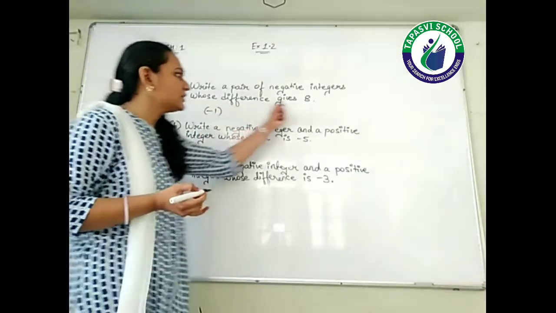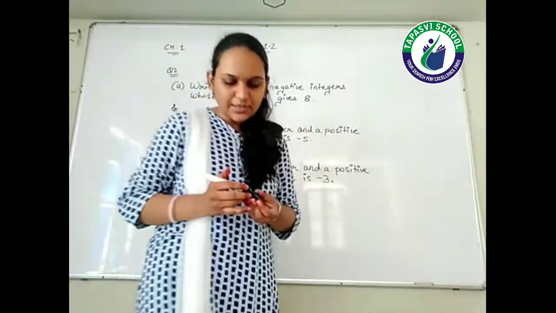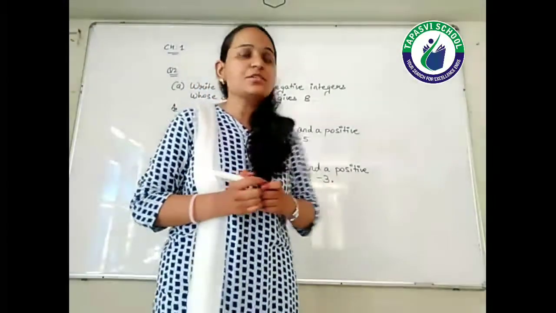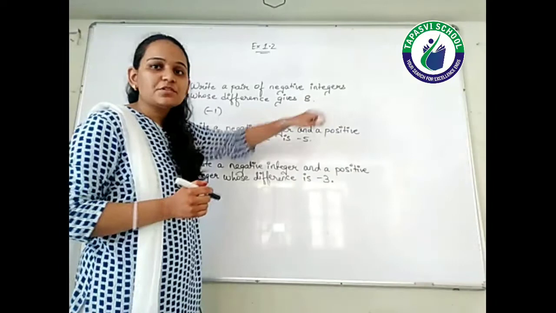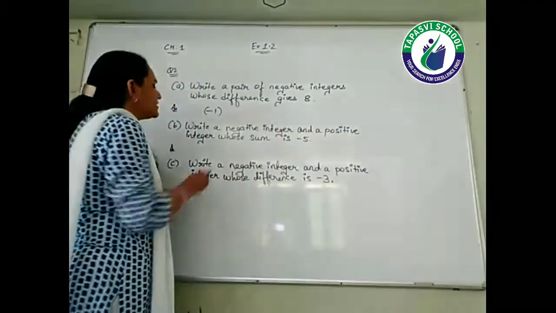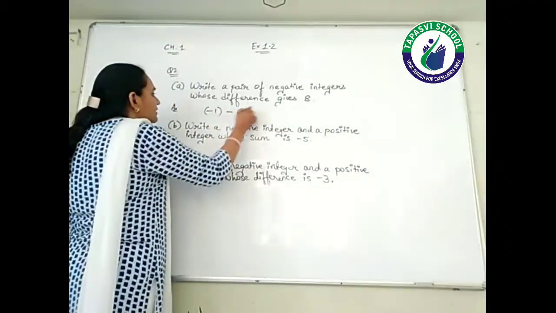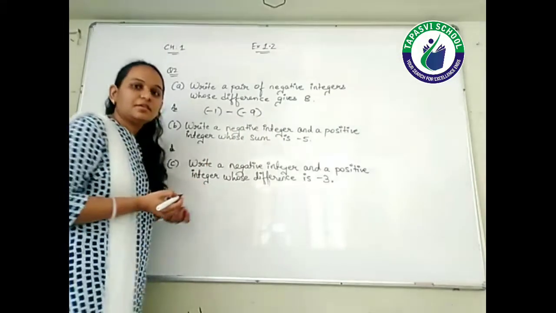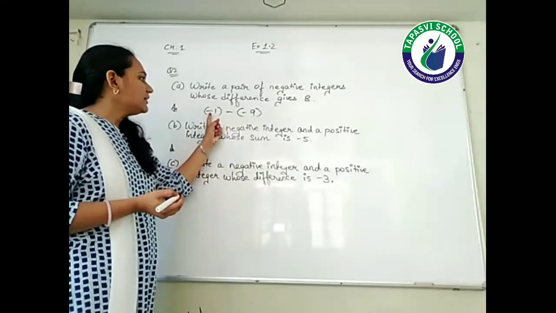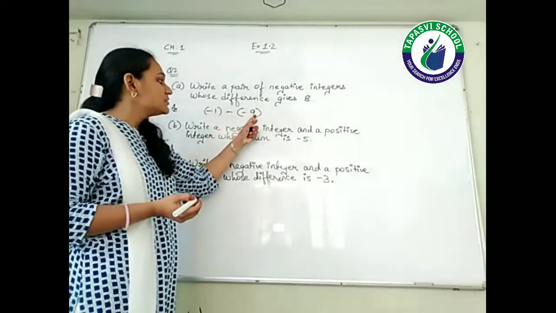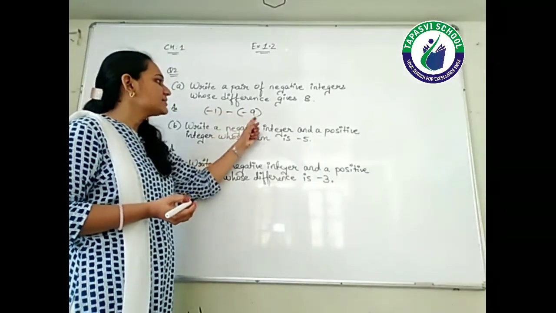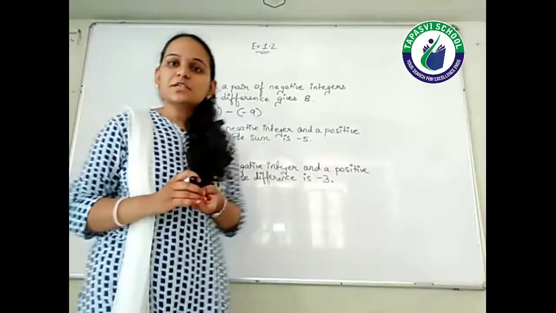And here the difference that they are talking about is +8. So make sure your result should be +8. So -1 minus -9. You just see the functioning of this: -1 minus minus becomes plus, so 9. So -1 plus 9, the result is 8.